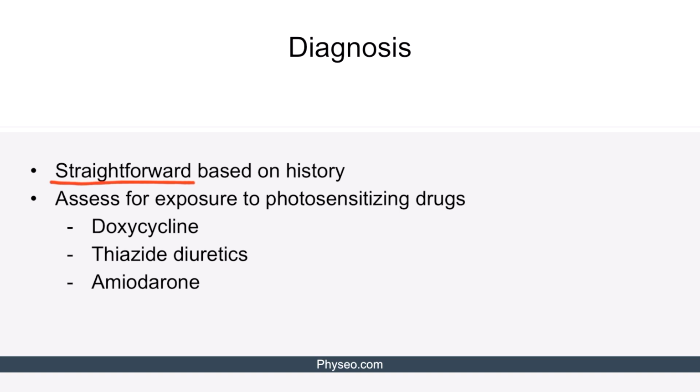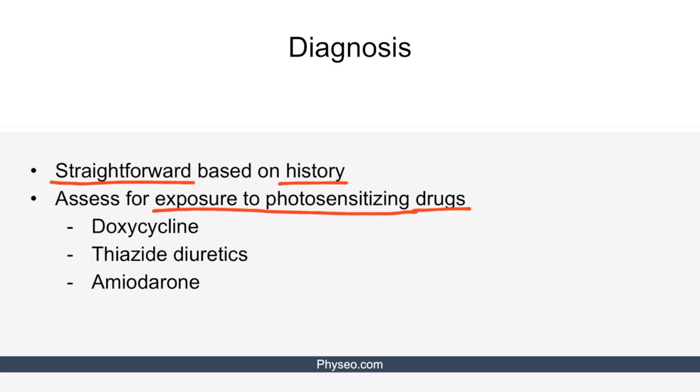Well, it's pretty straightforward based on the history and how it appears when you look at it. However, the patient should also be evaluated to ensure that they're not prescribed any drugs that can lead to photosensitivity. So these drugs are doxycycline, thiazide diuretics, and amiodarone.